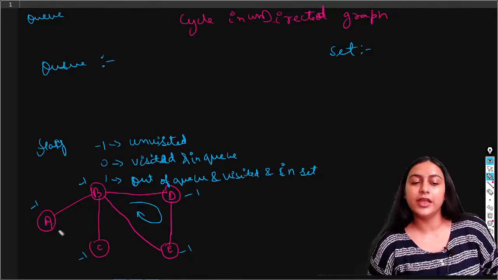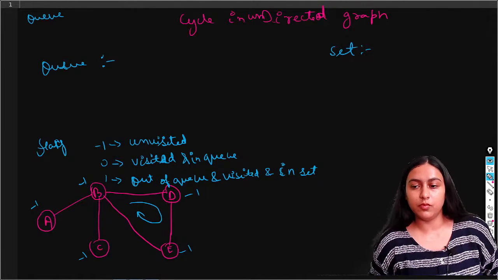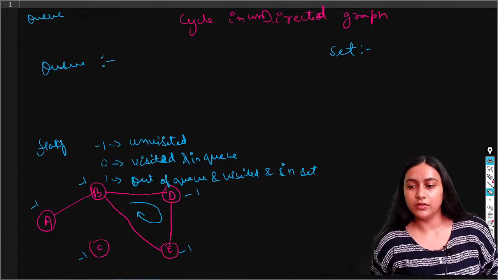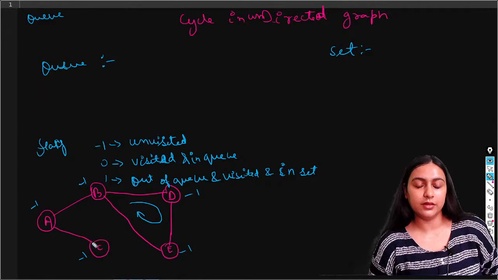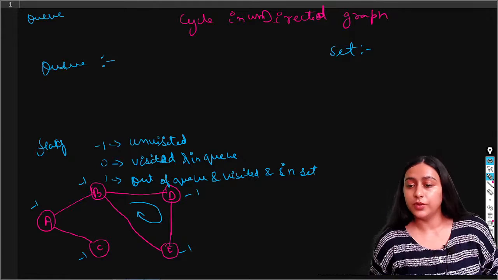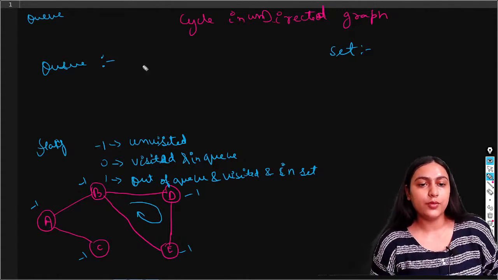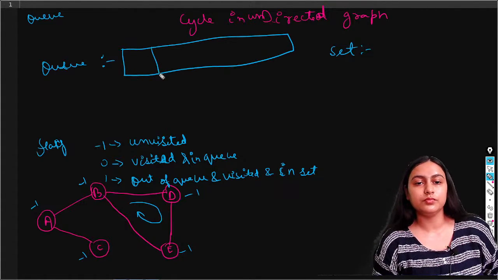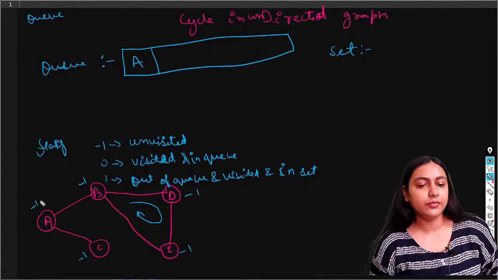I can start with any node. Here I'll start with A. Let me do a little bit of change, because this graph is exactly the same graph which I taught yesterday. So let me change it a little and attach it like this. Cool. Now let's start with A. I have visited A. This is my queue. Now this will become 0 and it is in the queue.